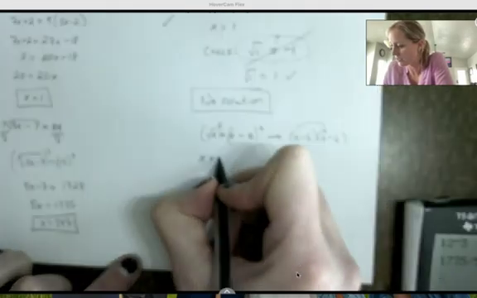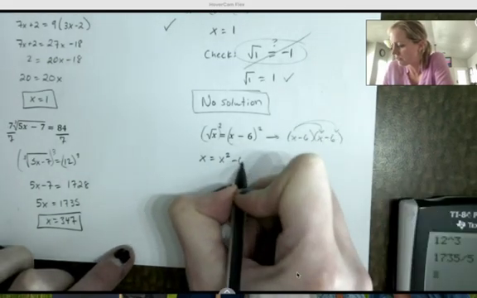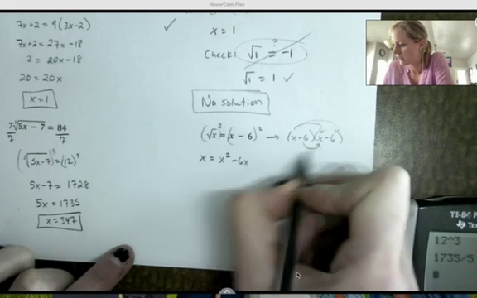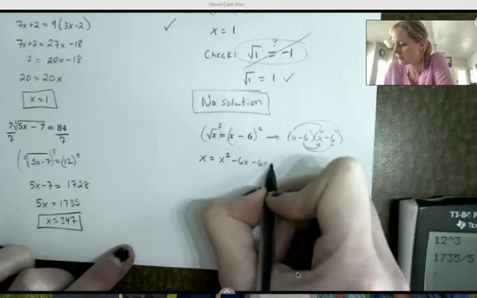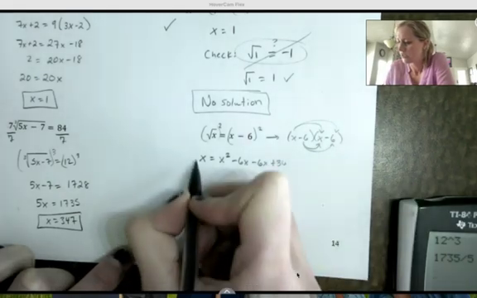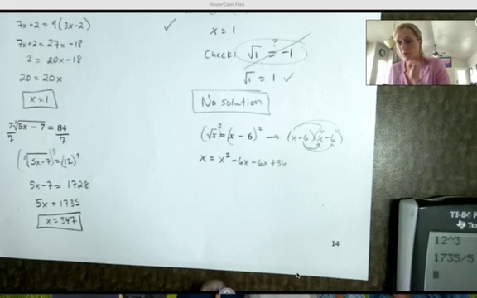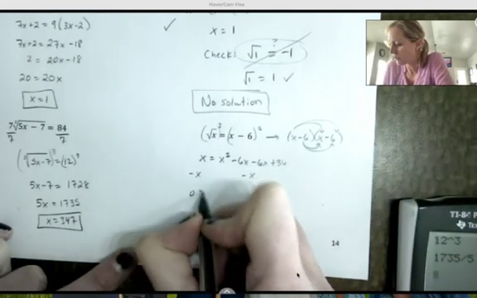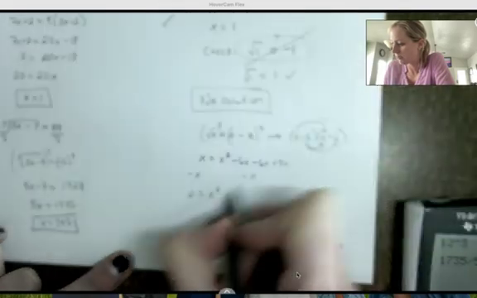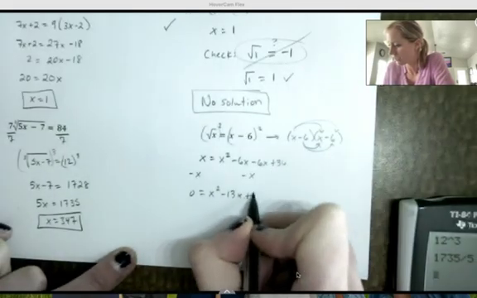So x times x is x squared. X times negative 6 is negative 6x. Negative 6 times x, another negative 6x. Negative 6 times negative 6, positive 36. I'm going to combine some like terms, but because I have a quadratic, I'm going to set it equal to 0. So I'm going to subtract x over here. So I've got 0 equals x squared, let's see, minus 13x, when I put all those x's together, plus 36.